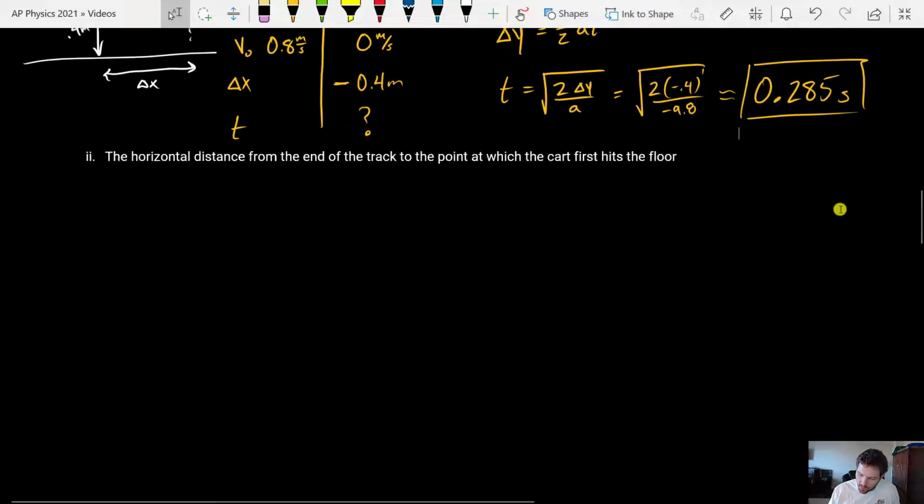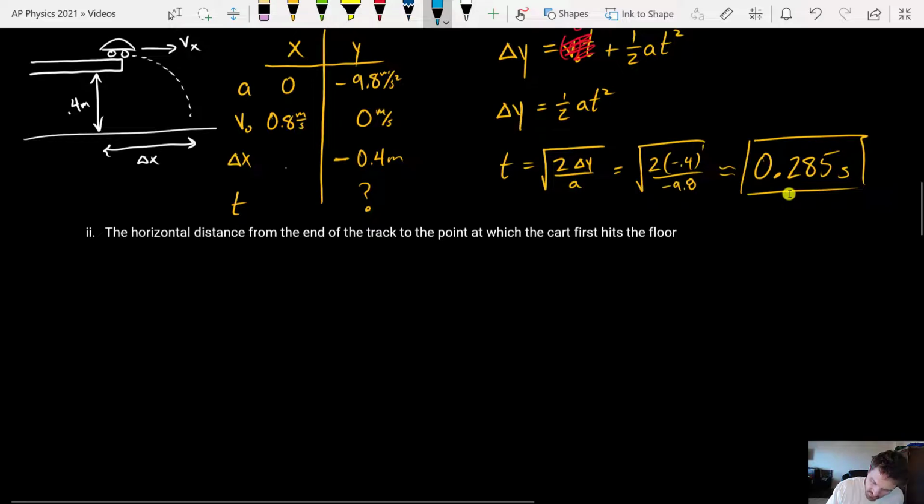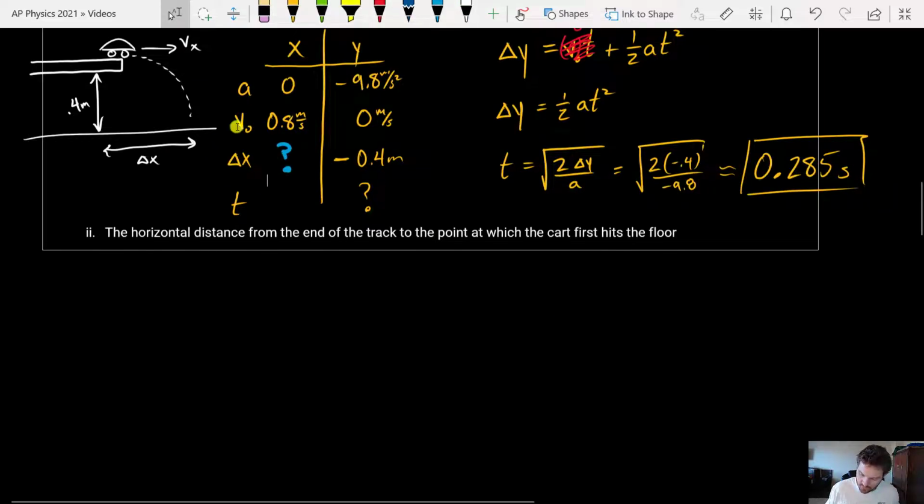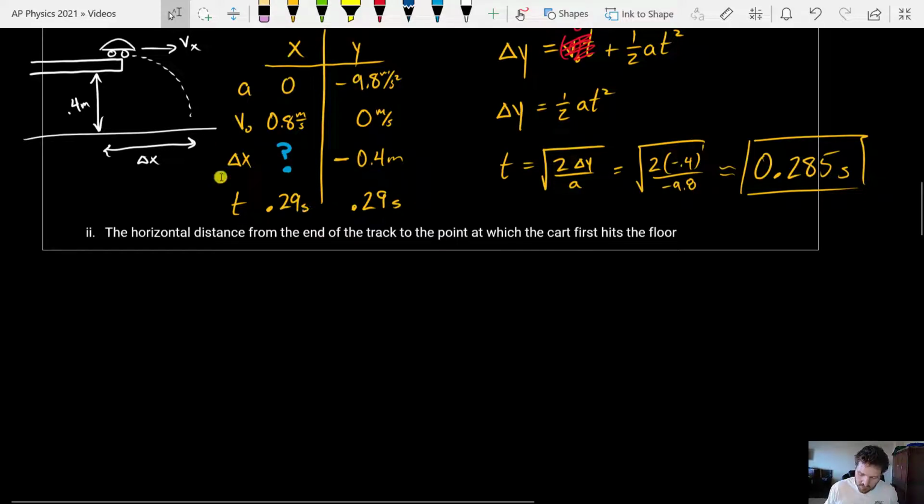And then the horizontal distance. So now I'm being asked basically, what is that horizontal displacement right there? Okay, and right there we know we have all of the same variables. Remember, we just figured out what the time in the air is. It's 0.2, we'll say 0.29. Okay, so we're now being asked to solve for this last variable. So we're going to use the exact same equation.